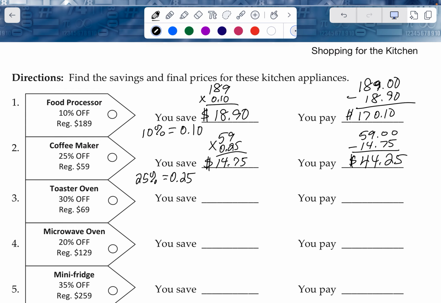Now, there's some other shortcuts and ways to go that we can discuss at another time. Like if I go to a store and they tell me I take 25% off, you can kind of think about, well, you're going to pay 75%. So you can check your work that way. 75% of $59 is $44.25. So you can kind of do it that way if you think of percentages.